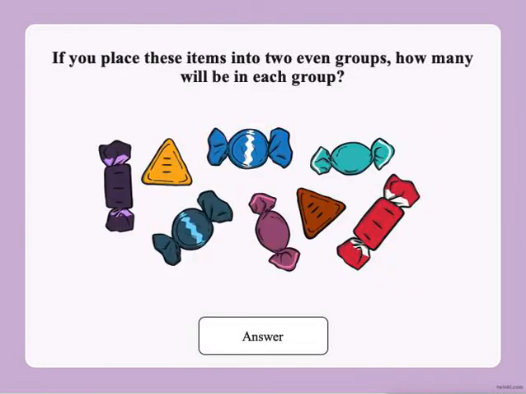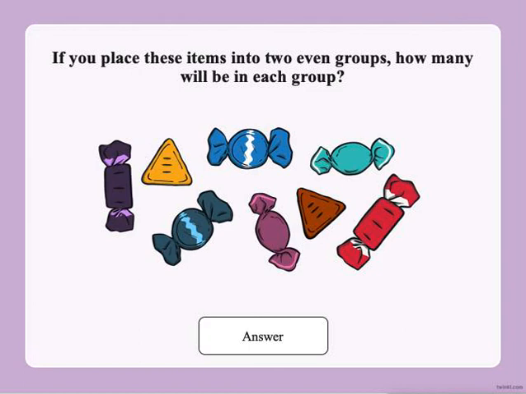Okay, if we look at this set, boys, if you place these items into 2 even groups, how many will there be in each group? So let's count them. 1, 2, 3, 4, 5, 6, 7, 8. So 8, can we make it into 2 even groups? We can. 8 divided by 2 would be 4. So therefore, this group is an even group.